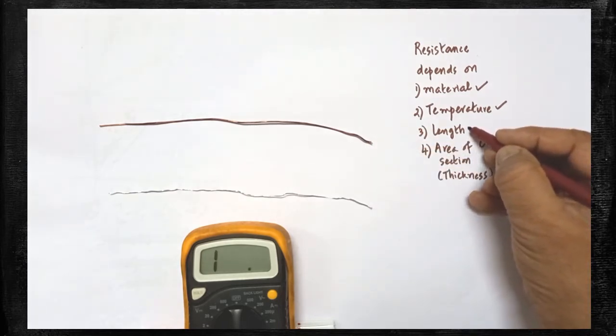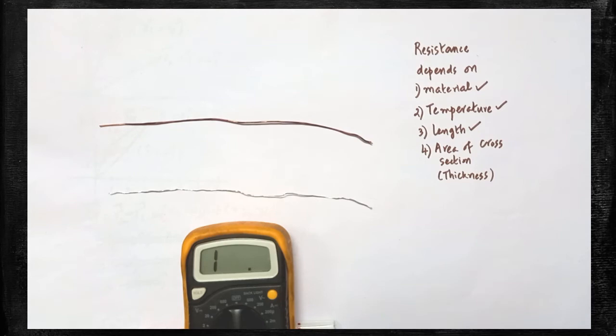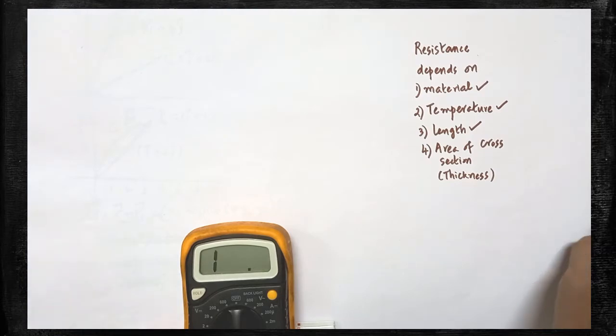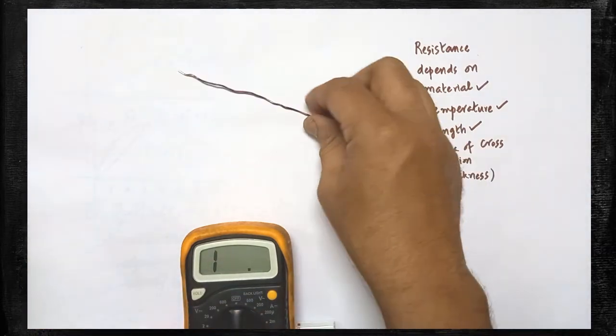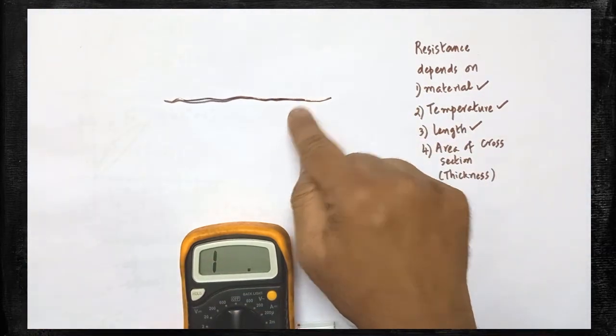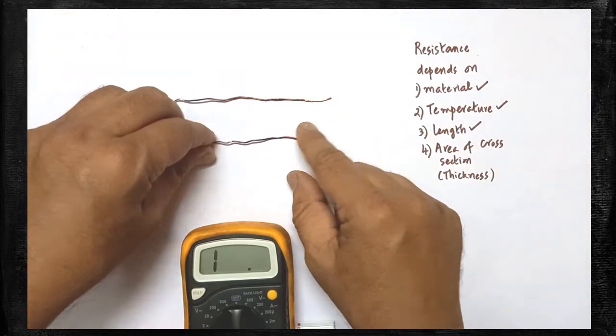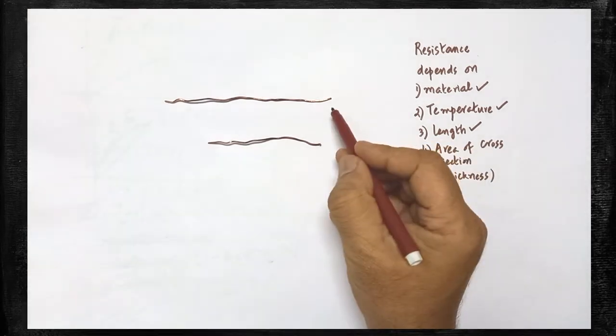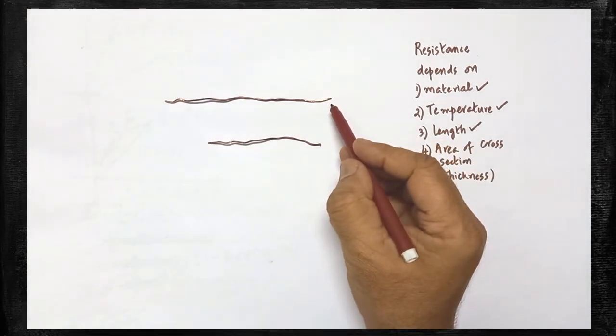The third parameter is length. Now I am going to take the same substance, both made up of copper. This is made up of copper, and the next wire is also made up of copper. Just look at it: in the first wire the length is more, therefore the resistance of the first copper wire will also be more.